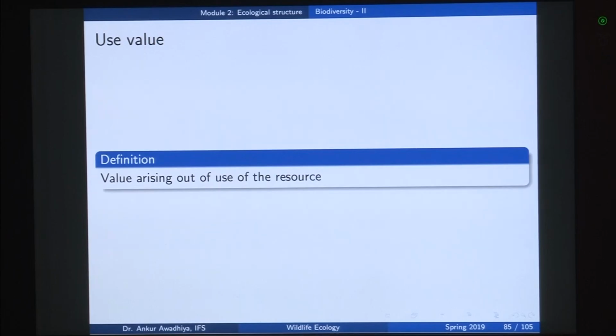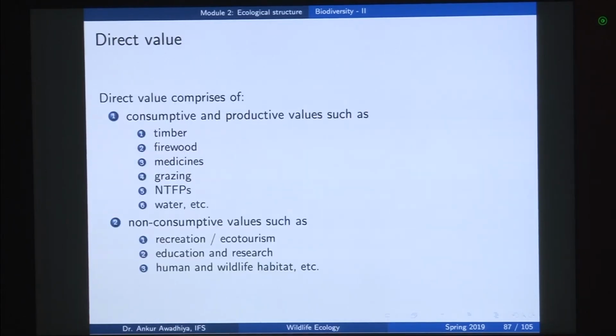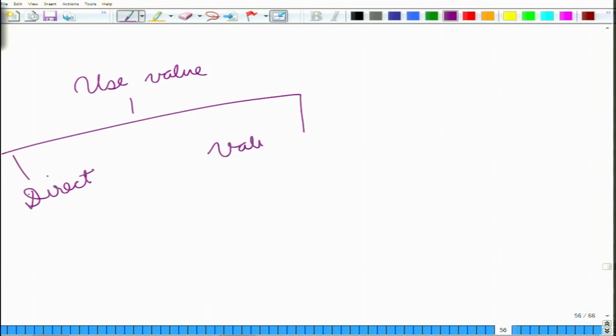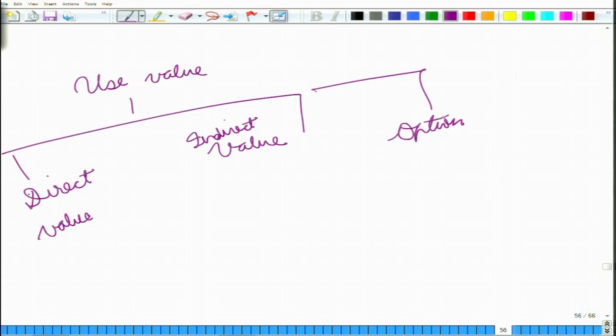Now use value is value that is arising out of use of a resource, and non-use value is value that arises even though the resource is not being used. Now direct value, so we had use value, and use value is divided into the direct value, the indirect value and the option value. Now these are the three use values. So what is direct value? Direct value comprises consumptive values and non-consumptive values.